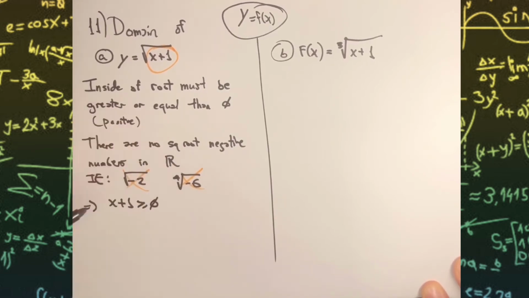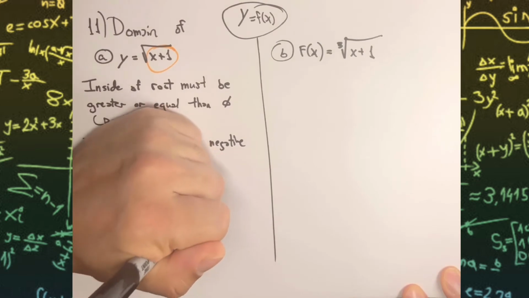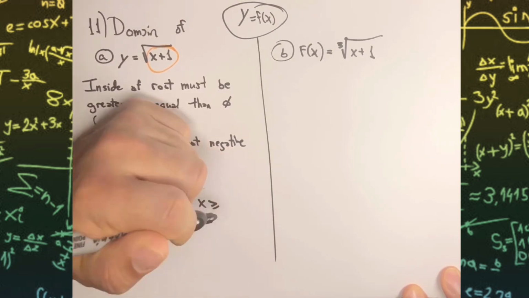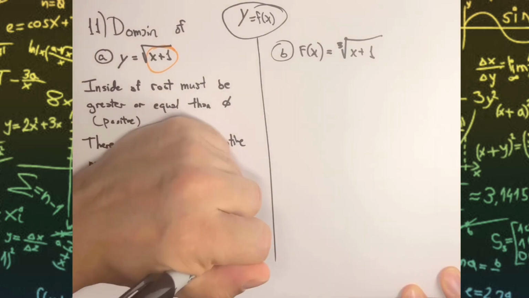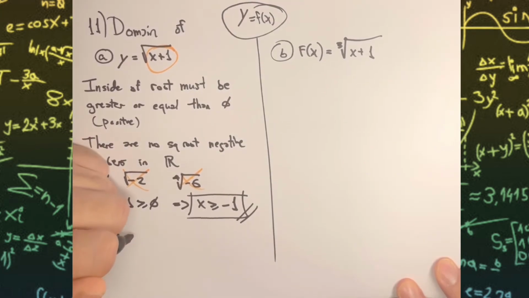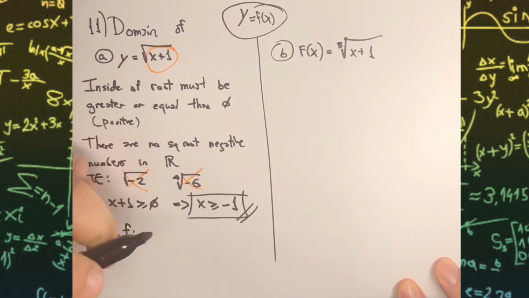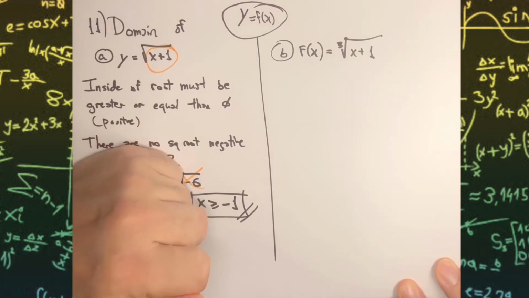Therefore, we have to guarantee that the inside, in this case x plus 1, is greater or equal than 0. So we have to solve this inequation, and this is a pretty simple one. All we have to do is move the plus 1 to the other side of the inequation. Our solution is x greater or equal than -1. That is the solution to the argument being greater or equal than 0.